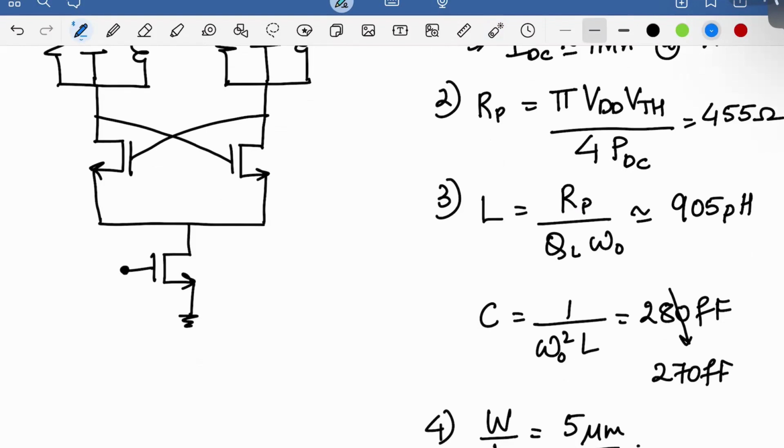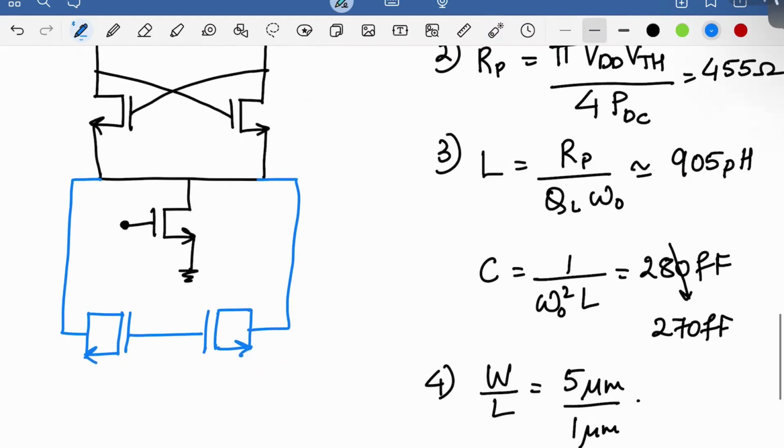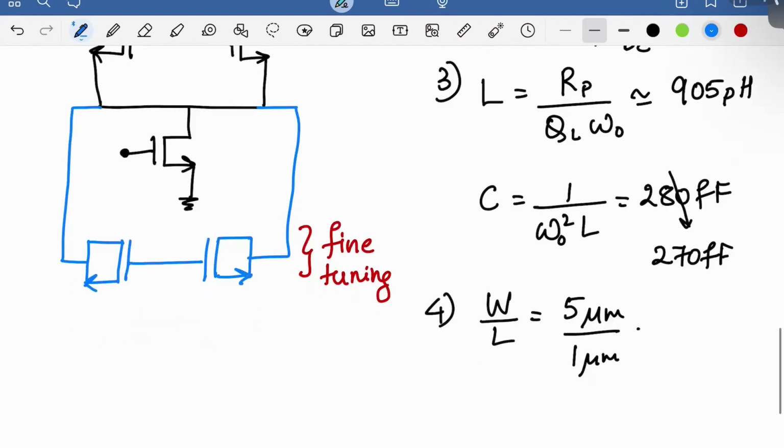Okay, so what does that actually look like? We will connect a pair of varactors here, which I'm going to draw like this. Right? And this will give us the fine tuning. But you also want coarse tuning in some applications, so we'll also discuss that today.